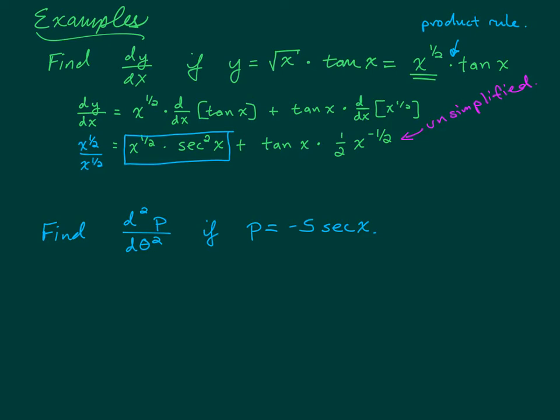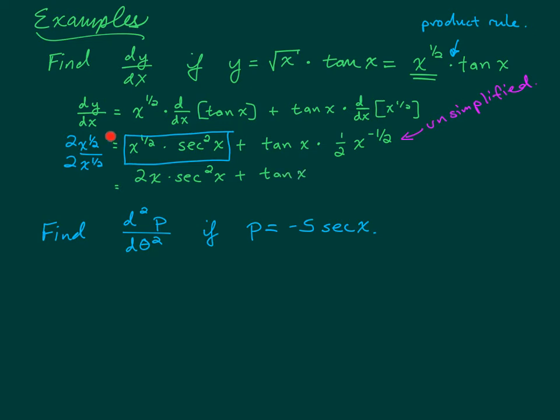And when you multiply this, the x to the 1/2s come together as a whole x, so this will equal x times secant squared x. And actually I want to multiply this by 2x to the 1/2 power, so this will be 2x times secant squared x plus tangent x.